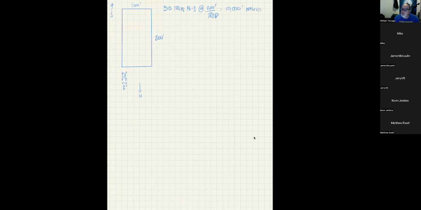So that's a typical scenario of what you're going to do to mow that lawn. Now let's see if we have a different lawn. Let's say this lawn's going to be 200 by 200, say.